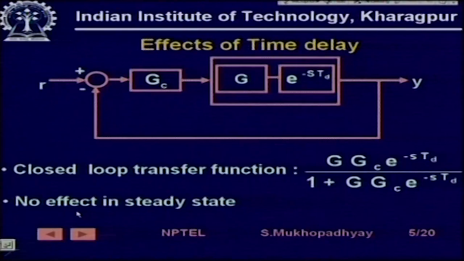But as we have just seen, it does have an effect in the transient state, that is when set points are changed or when disturbances occur. It is going to have an adverse effect, and it is during these times that the process may start to oscillate, right? That is what we want to study and try to understand.